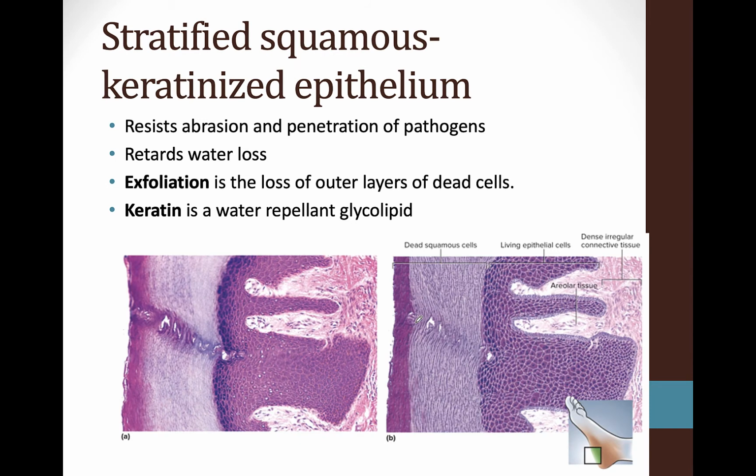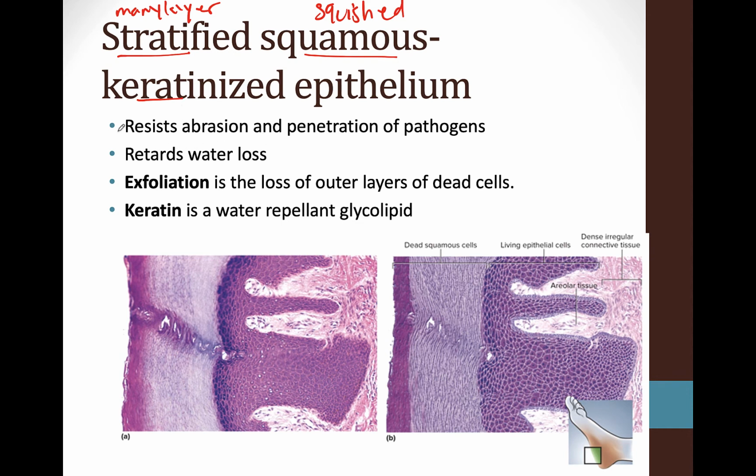So the first type of stratified epithelium is going to be stratified, squamous, keratinized epithelium. Let's look at the meaning of these words. Stratified means many layers. Squamous is squished, so we're looking mostly for thin cells that have been squished together, and they have keratin in them. Keratin is a protein that you find in your skin and hair and nails that's going to help you maintain water. Keratin is a water repellent.